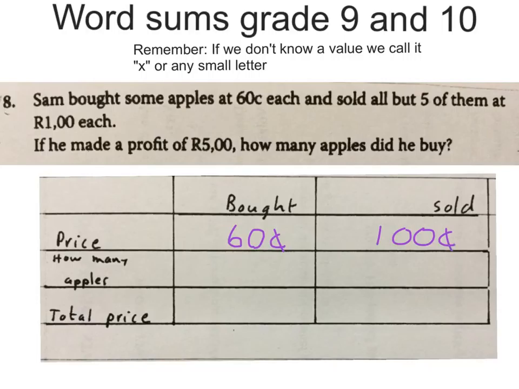How many apples he bought, we don't know. So in other words, we don't know how many he bought. If we don't know something, we put an x. You can also put the x there, and that's confusing in these sums. But I'm going to put my x on how many he bought. So I'm going to put my x here.